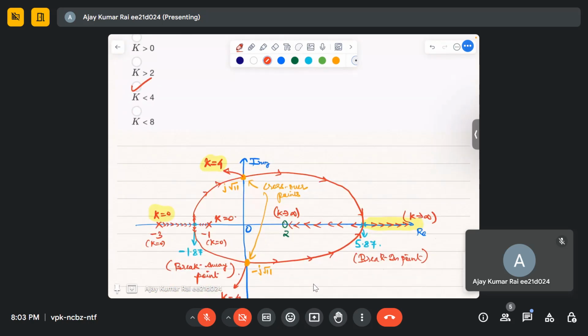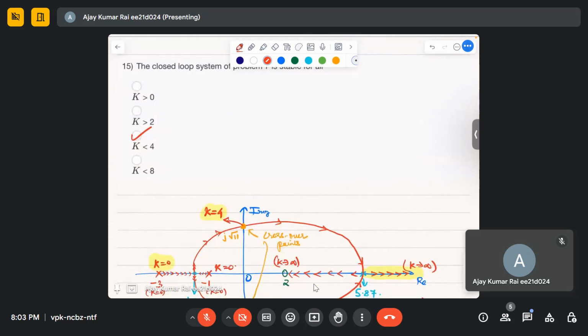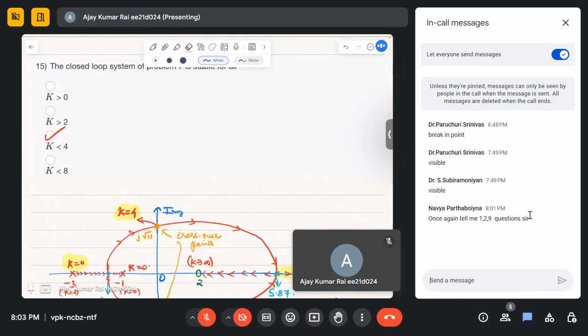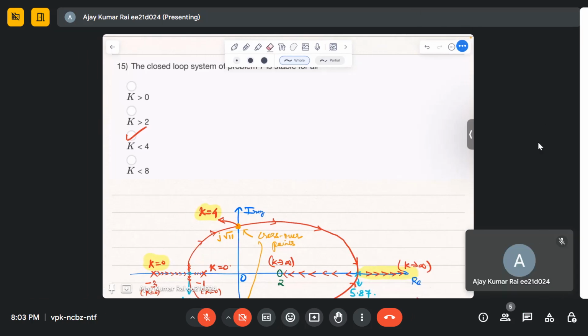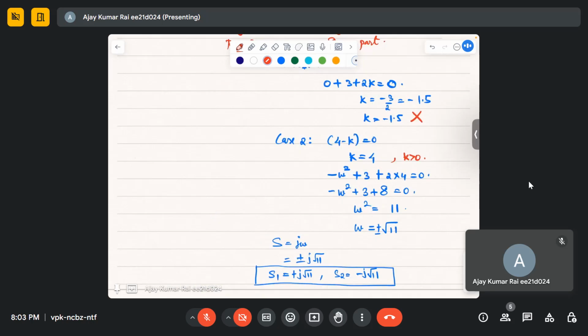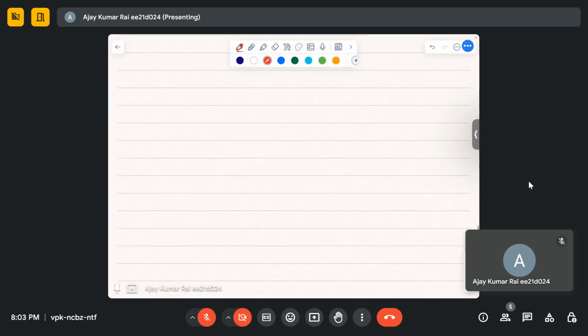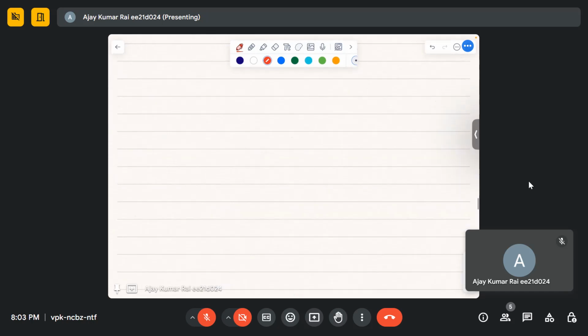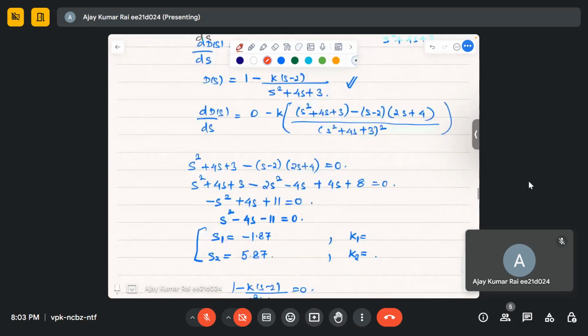Any doubt on this question, 15th? Let me quickly take the doubts. Once again, tell me 1, 2 and 9. Okay, so the ninth part. The ninth one is okay.